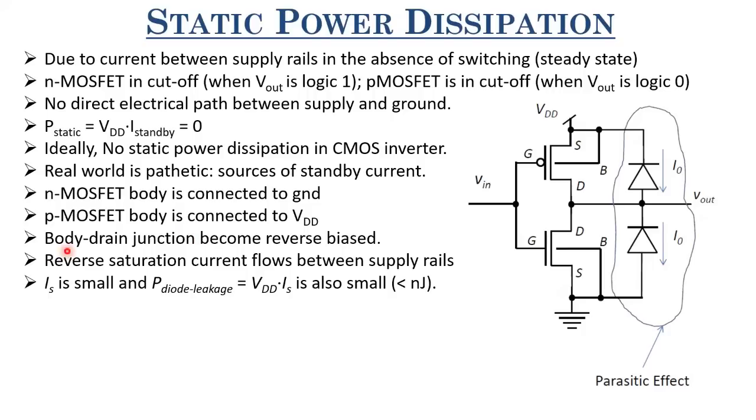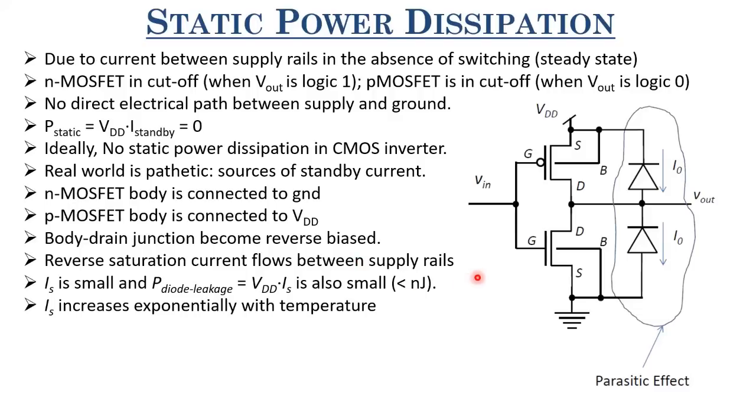It's pretty small. And what is that leakage power? It's simply VDD multiplied by IS, where IS is the reverse saturation current. Typically, the value of IS is in some picoamps. Therefore, this power is pretty small. It's less than nanojoules. It's somewhat in picojoules. So if this is in picojoules, then it's pretty small and you can neglect it as well. And why is this happening? Because you have these reverse biased parasitic diodes. One of them is reverse biased at one time, but you have these reverse biased diodes.